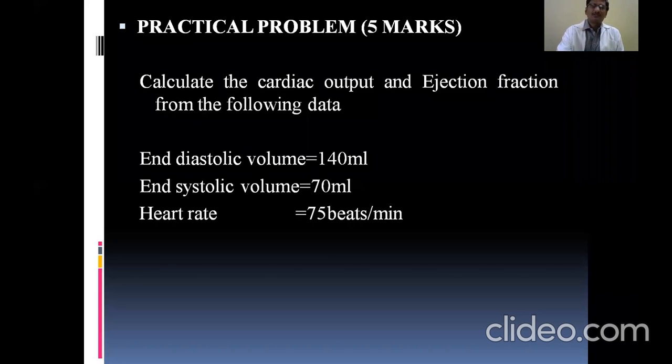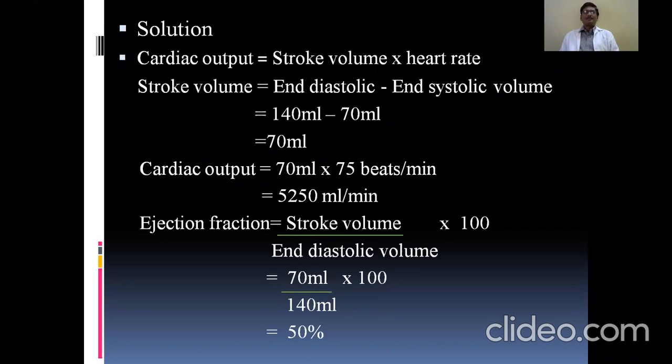So let's see the solution for this. As you are aware, cardiac output is equal to stroke volume into heart rate. The stroke volume in this case is end diastolic minus end systolic volume, which is nothing but 140 minus 70 ml. So stroke volume is equal to 70 ml. So cardiac output will be 70 ml into 75 beats per minute. So put together, it becomes 5,250 ml, or in other words, 5.25 liters per minute.